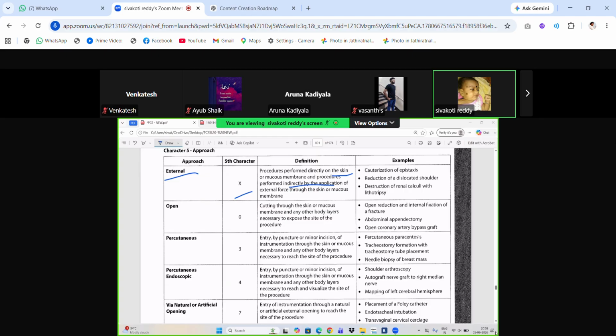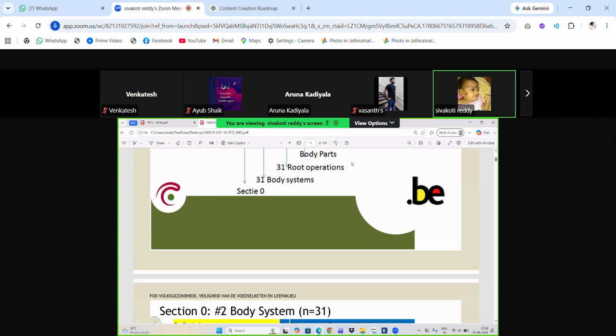Or if you open the mouth, whatever body parts are visible, if they perform a procedure there, that is also external approach.